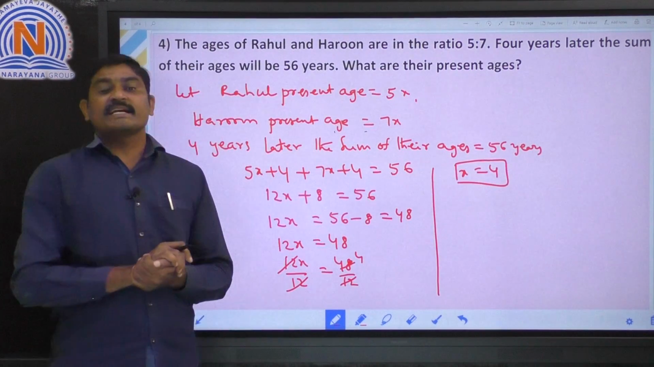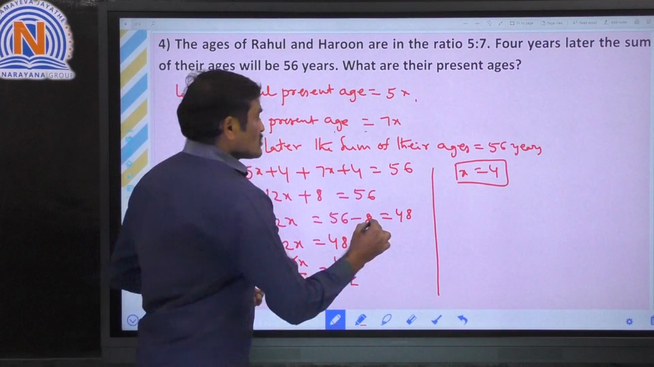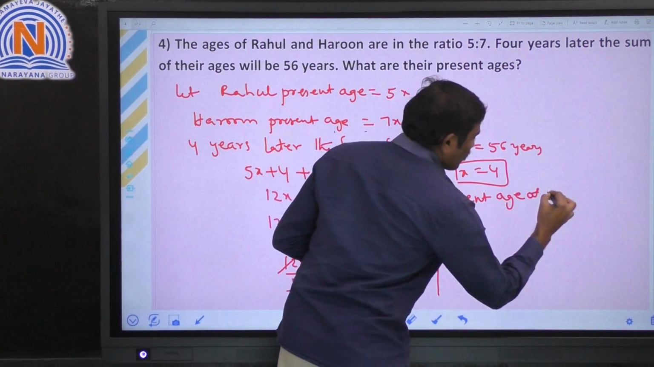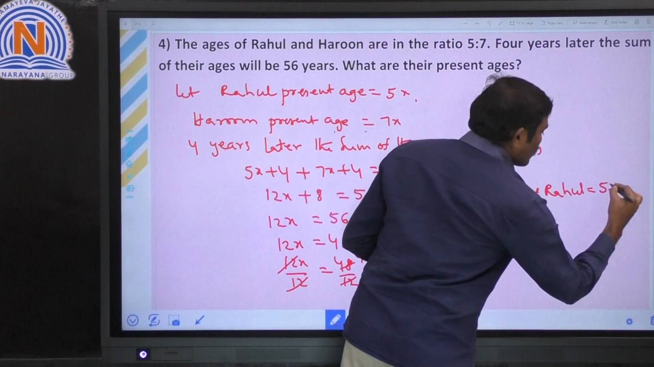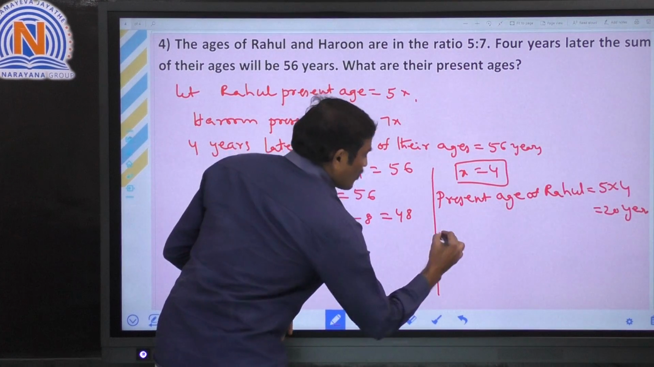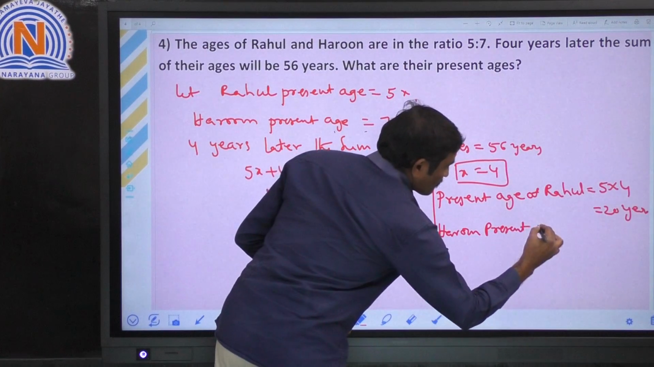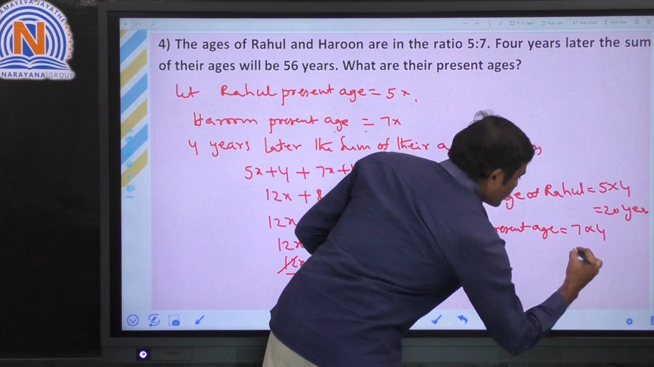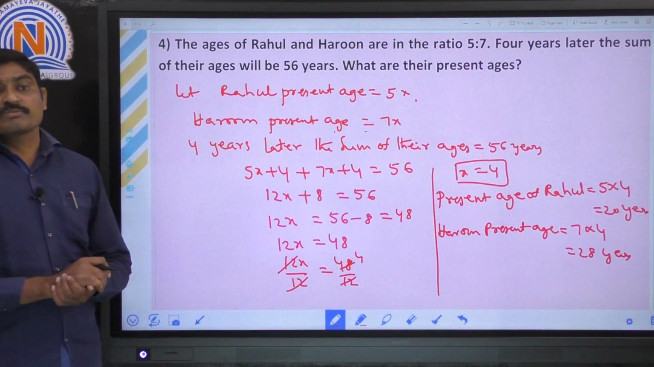Now we need to find the present ages of Rahul and Harun. So what is Rahul's present age? 5x. So present age of Rahul is equal to 5x. So 5 into 4 is equal to 20 years. Now Harun's present age is equal to 7x. So 7 into 4 is equal to 28 years. So this is the fourth sum solution, children.